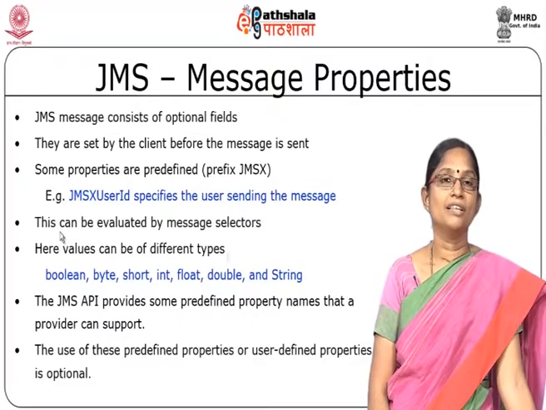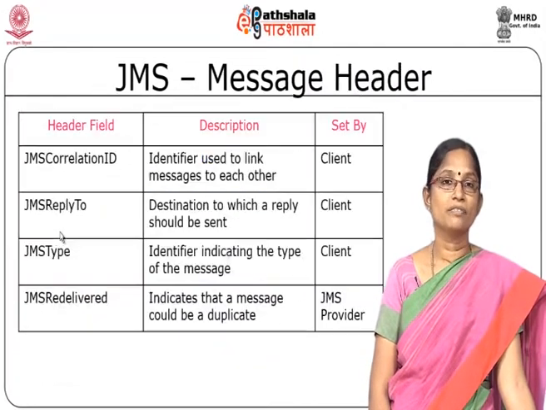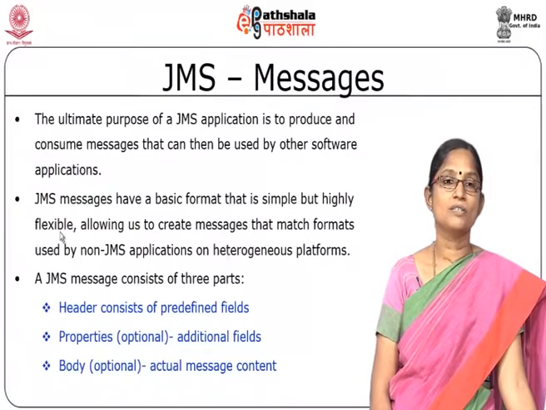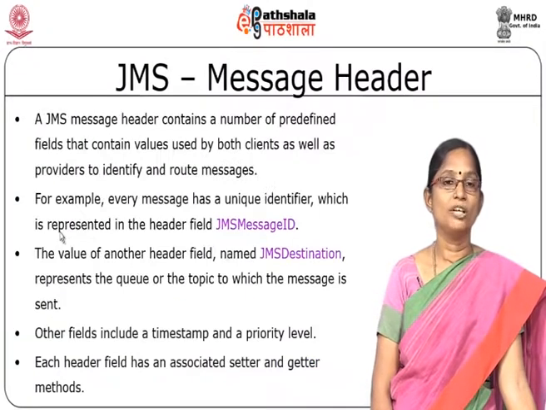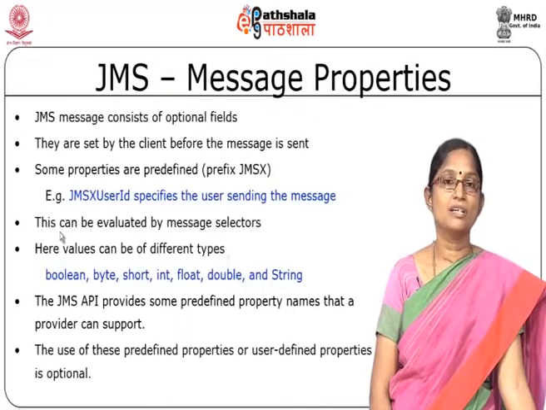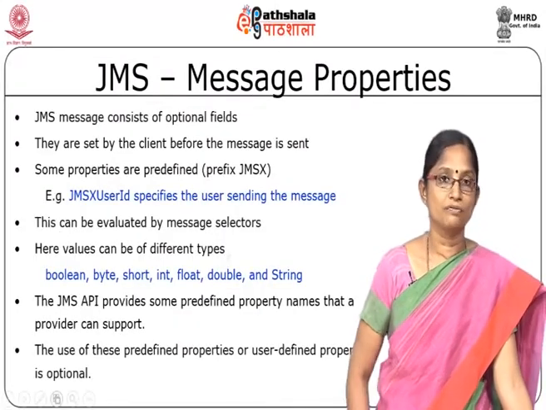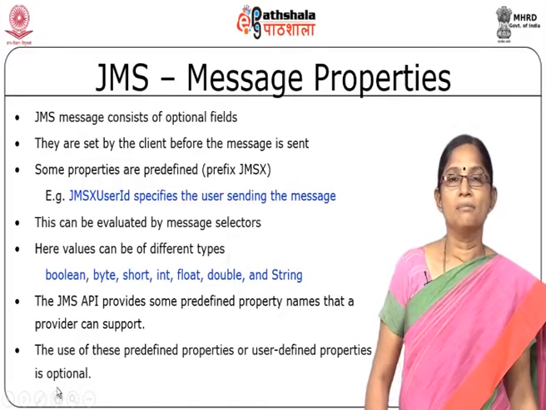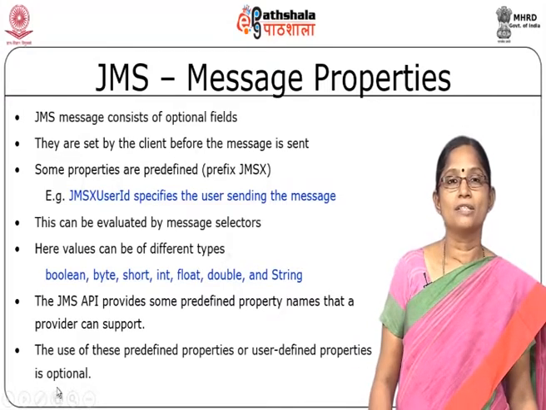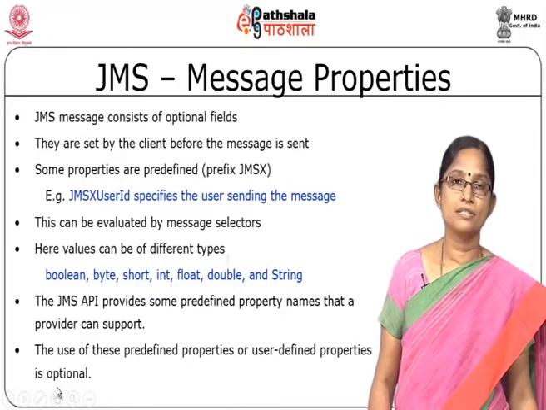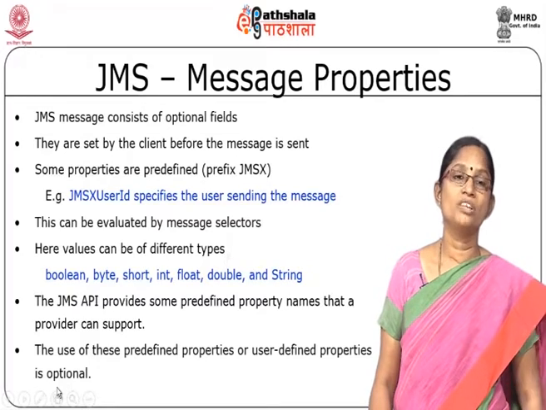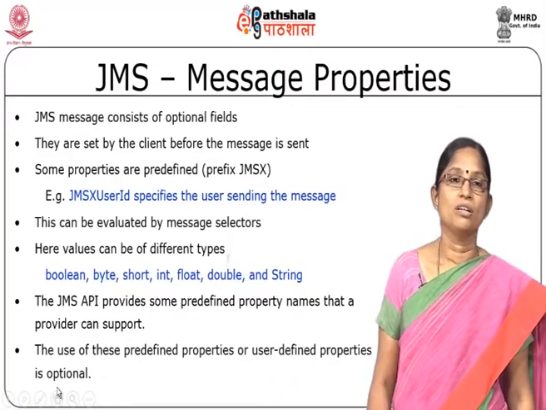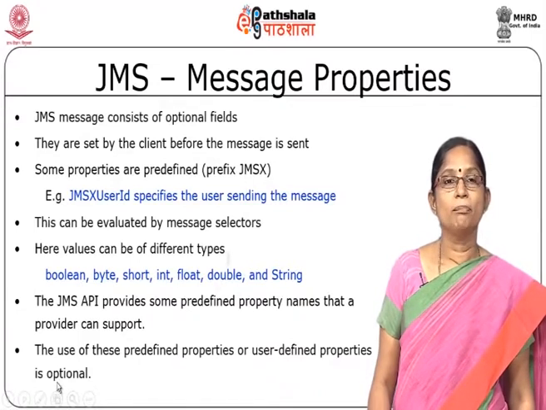Okay. Apart from that, now let us look at the properties of the JMS message. We have seen that it is going to have three parts: the header part, properties part and body. We have seen the header fields of JMS. Now, let us look through the properties of the JMS message. I told you that the properties consist of optional fields. These optional fields can be set by the client before the message is sent. But some properties can be predefined.